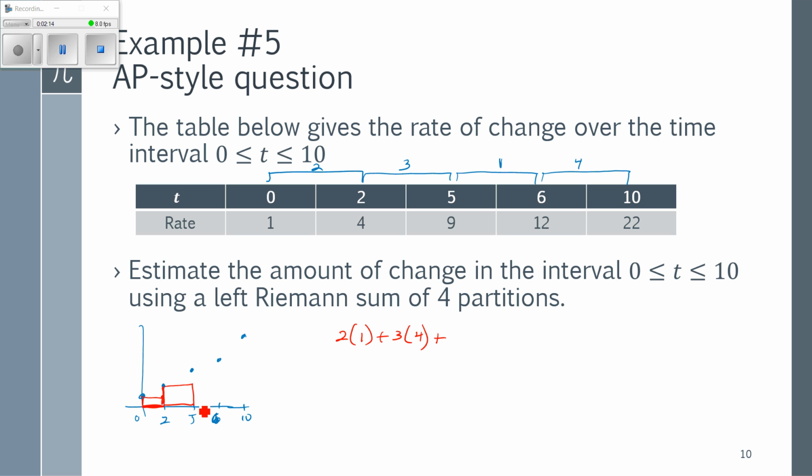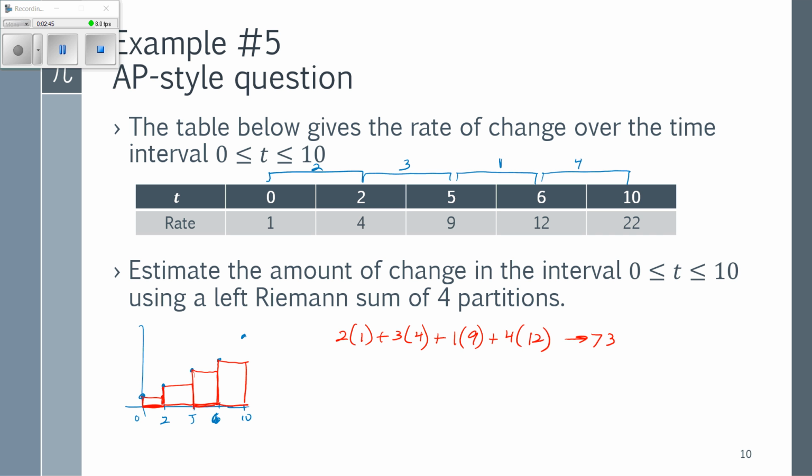For my third rectangle, it's a width of 1. I use the 5 for the height since it's on the left side, so a height of 9. And from 6 to 10 has a width of 4. Go up from the 6, and that's a 12. And so I could leave my answer exactly like this because I'm not required to simplify. But for those of you who feel compelled to, I believe this is 73.